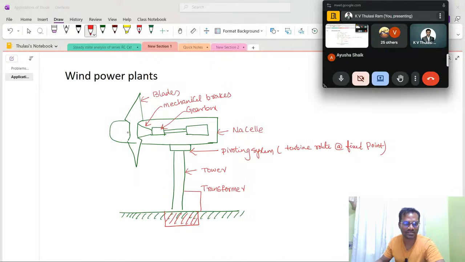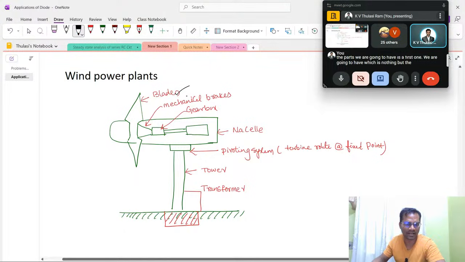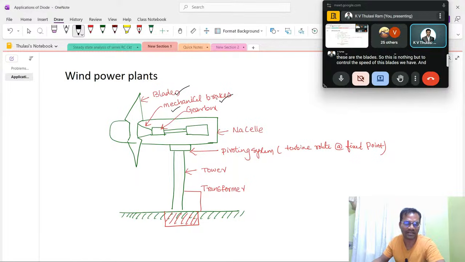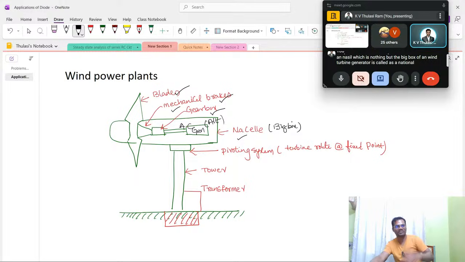So what are the parts we are going to have? The first one is the blades, and these are the blades. To control the speed of these blades we have mechanical brakes, and to increase the speed of this rotation we have a gearbox, and this gearbox is connected to a generator. What kind of generator is this? AC generator. This AC generator is called an alternator, and all these parts are present in one component called the nacelle, which is the big box of a wind turbine generator. All the components are there only in the nacelle.